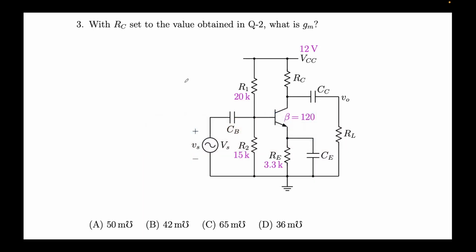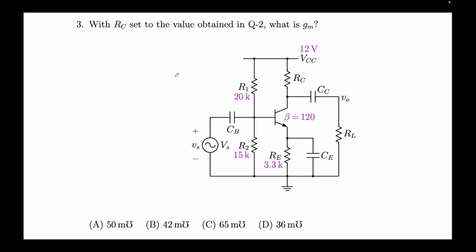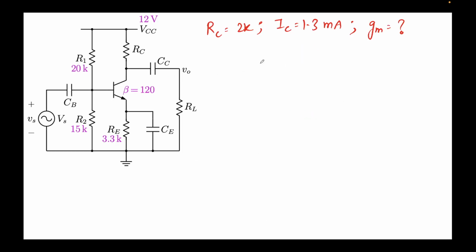Okay, so moving forward, the problem says with RC set to the value obtained in Q2. Remember that we had obtained the value of RC, but this is the Q point, the quiescent point that we had obtained, right? So RC was 2K if you remember, and IC is 1.3 milliamps. We are required to find gm. gm is also known as the transconductance.